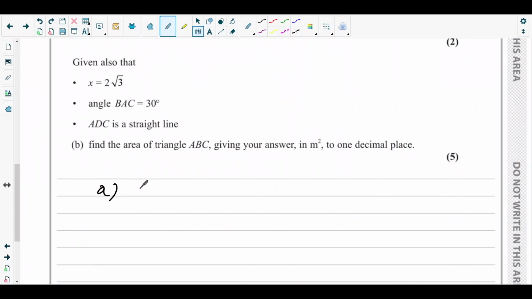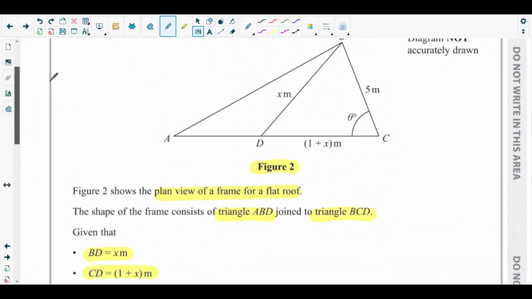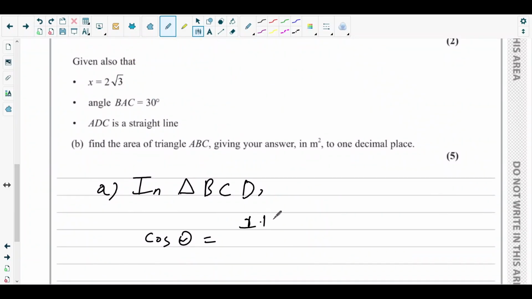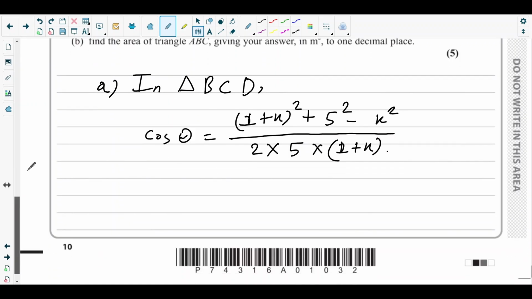If we use the cosine rule in triangle BCD, cos theta equals what? The sum of the squares of the two adjacent sides, that is 1 plus x whole squared plus 5 squared, negative the opposite side squared, x squared, over 2 times the product of the two adjacent sides, which is 5 times 1 plus x. Now just simplify it.